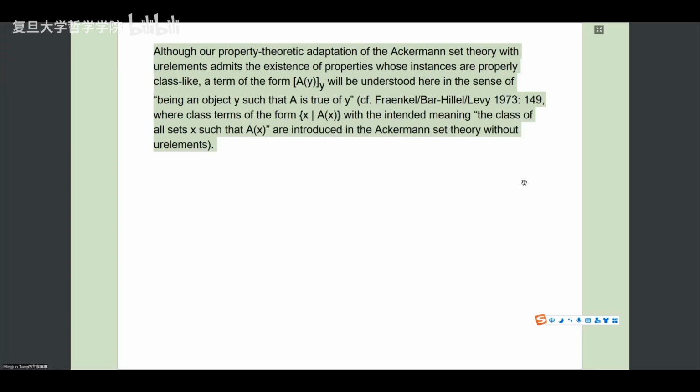So now how can we formalize mutual absences and relational absences, or absences and differences? Although our property-theoretic adaptation of the Ackermann set theory with Ur-elements admits the existence of properties whose instances are properly class-like, we had this already. This is the next one now.